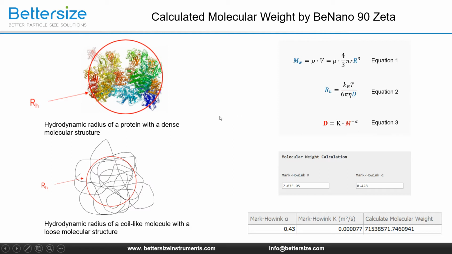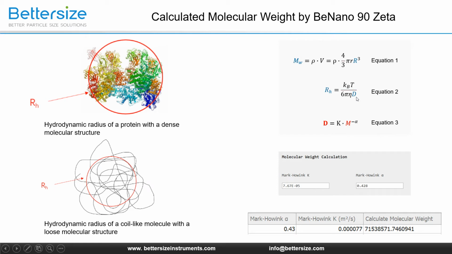Another type of molecular weight provided by the Binano 90 Zeta is the calculated molecular weight. According to our knowledge, the size of a molecule is directly related to its molecular weight. With equation 1 and equation 2, it can be concluded that the molecular weight of a macromolecule is inversely proportional to its diffusion coefficient. That is, the larger its molecular weight, the slower it diffuses in the solution.